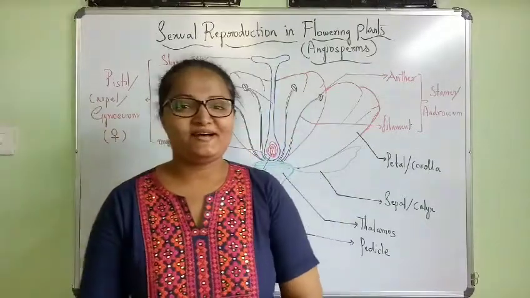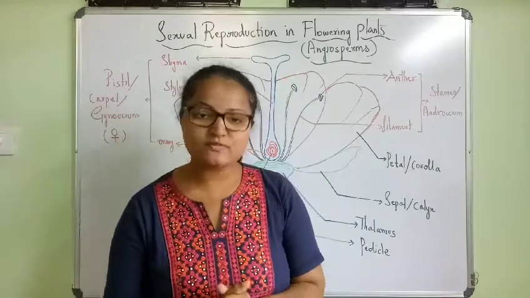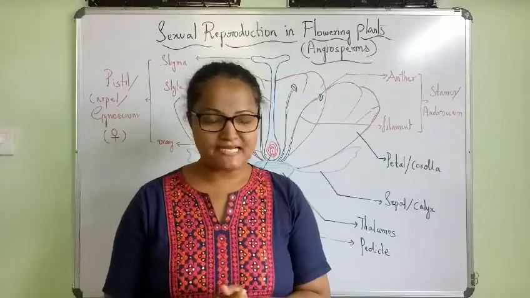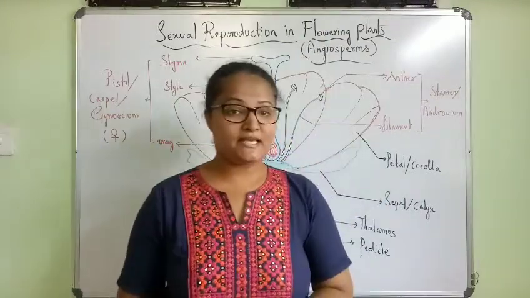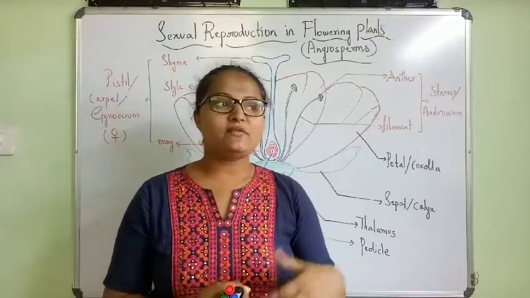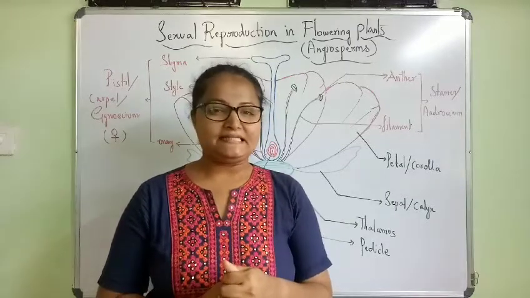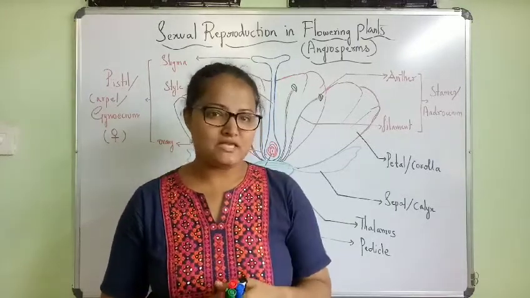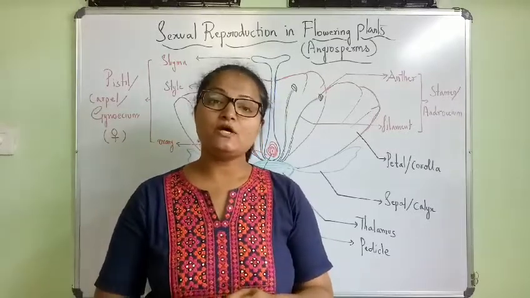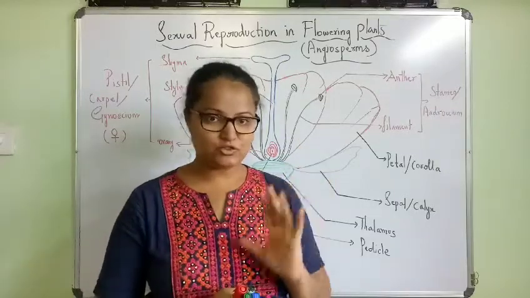Hello students. Today we are going to start with the next chapter, that is sexual reproduction in angiosperms. Angiosperms are also called flowering plants. So as the name indicates, the plants bear flowers. And these flowers, as we have studied in the previous chapter, indicate one of the reproductive phases in plants by the production of flowers. So flowers are meant for sexual reproduction in angiosperms.